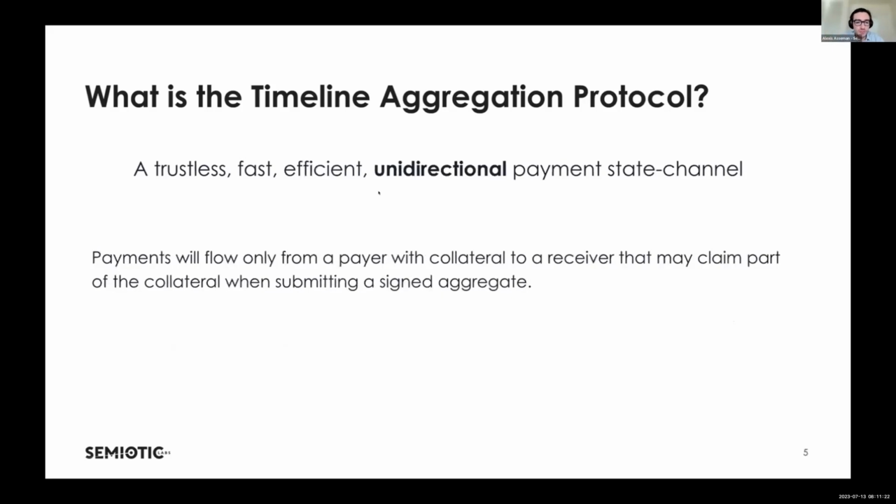And it's computationally cheap, as already said. And it's unidirectional, so that's just a detail, but that's what makes it faster and more efficient. It really helps because the payment will only flow in one direction, from a payer with a collateral on chain to a receiver that may claim at a later date of their choosing part of that collateral by submitting a signed aggregate that was signed by the gateway.